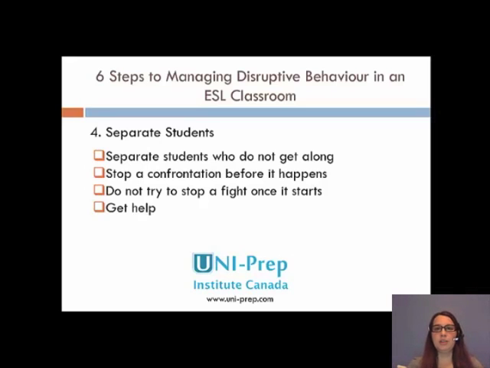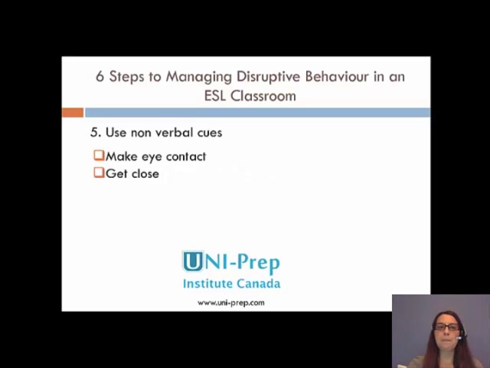So if students start to get into a physical altercation, don't try to stop the fight once it has started. Maybe you can run to your office and get the secretary or get some sort of help from any teachers that might be in neighboring classrooms and whatnot. You can also stop disruptive behavior by using nonverbal cues. So looking at someone in the eye while you're speaking or lecturing to the classroom, someone who's obviously doing some sort of disruptive behavior will usually get them to stop.